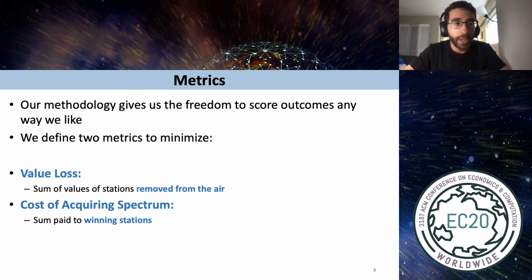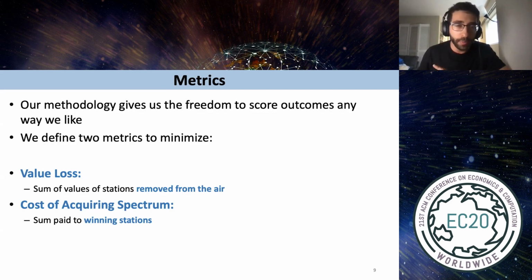Lastly, our methodology requires us to define some metrics in order to compare auction outcomes. We define 2 metrics to minimize. The first metric is value loss, which is the sum of values of stations that get removed from the airwaves. You want to minimize this metric, or equivalently, you can think of maximizing the value of stations that remain on the airwaves. You want to preserve as much value as possible. The second metric is the cost of acquiring spectrum. This is the amount of money that's paid to winning stations.